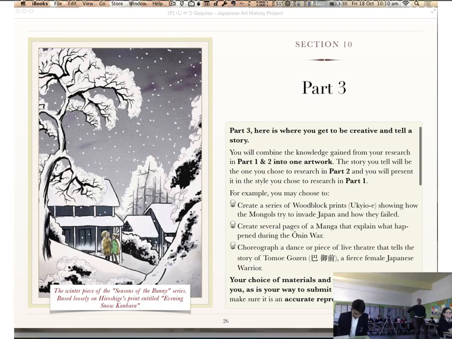Does the art piece for part three have to be the whole thing, or just a certain part? It's your choice, as long as you are telling a story.